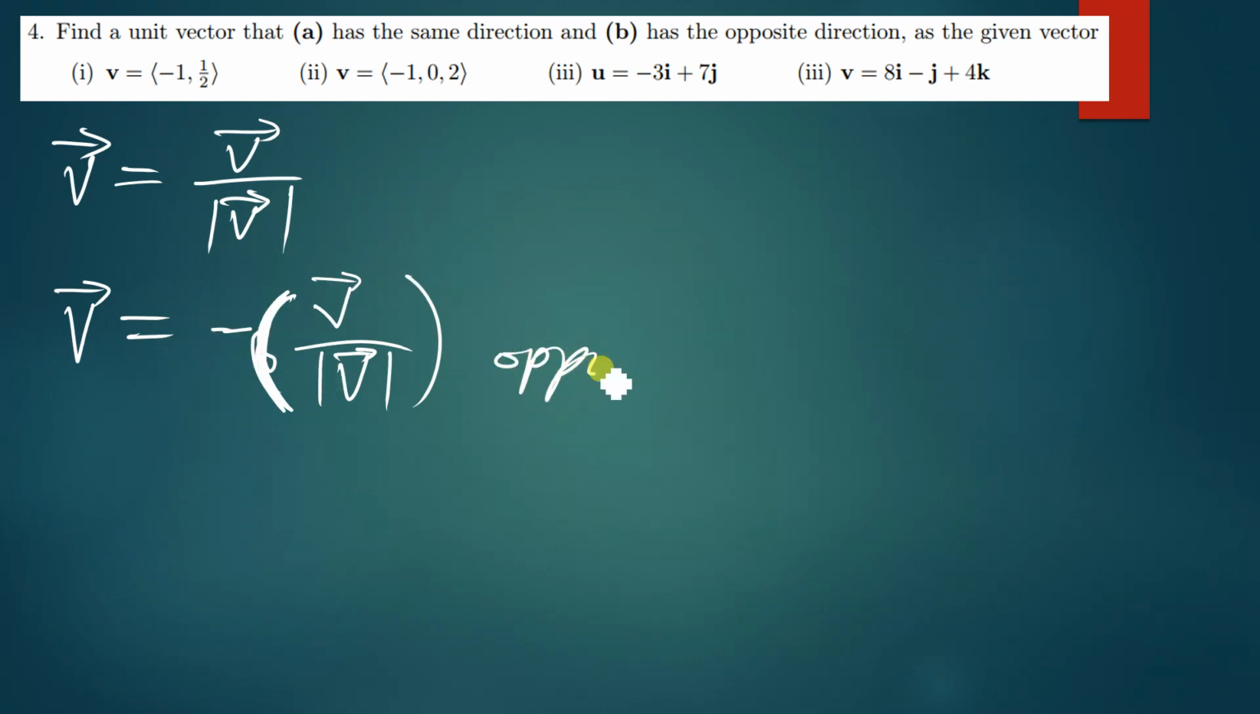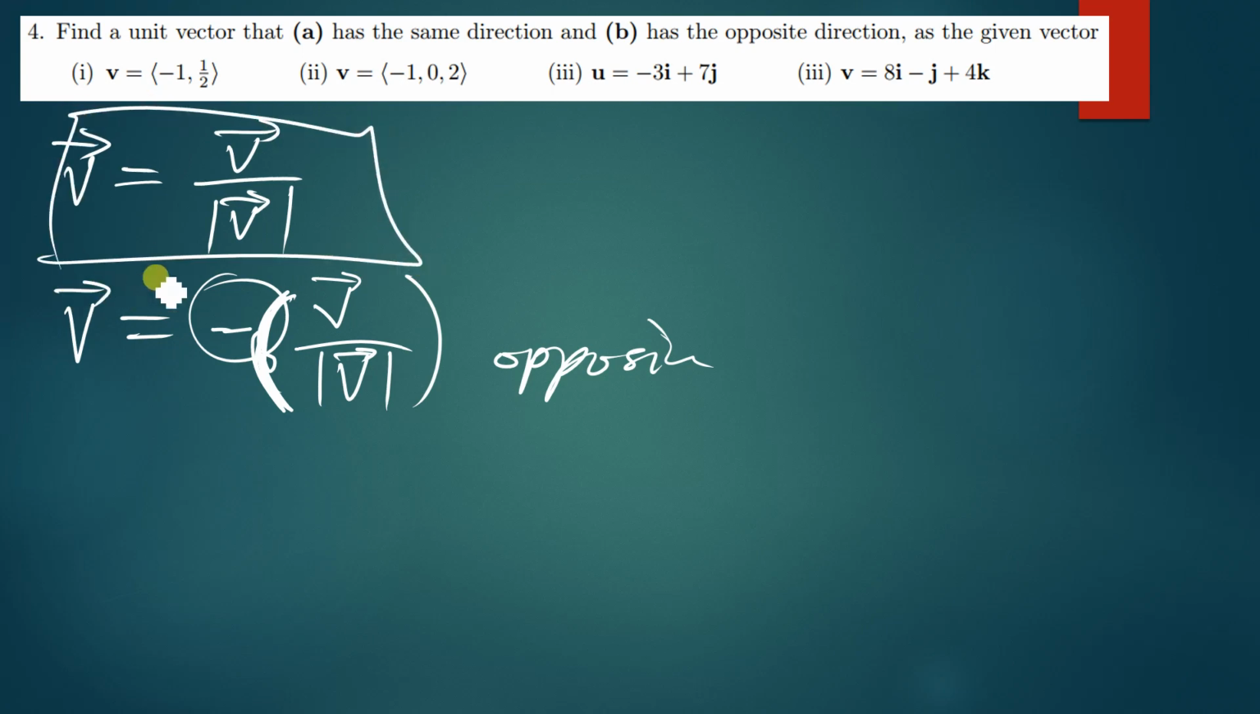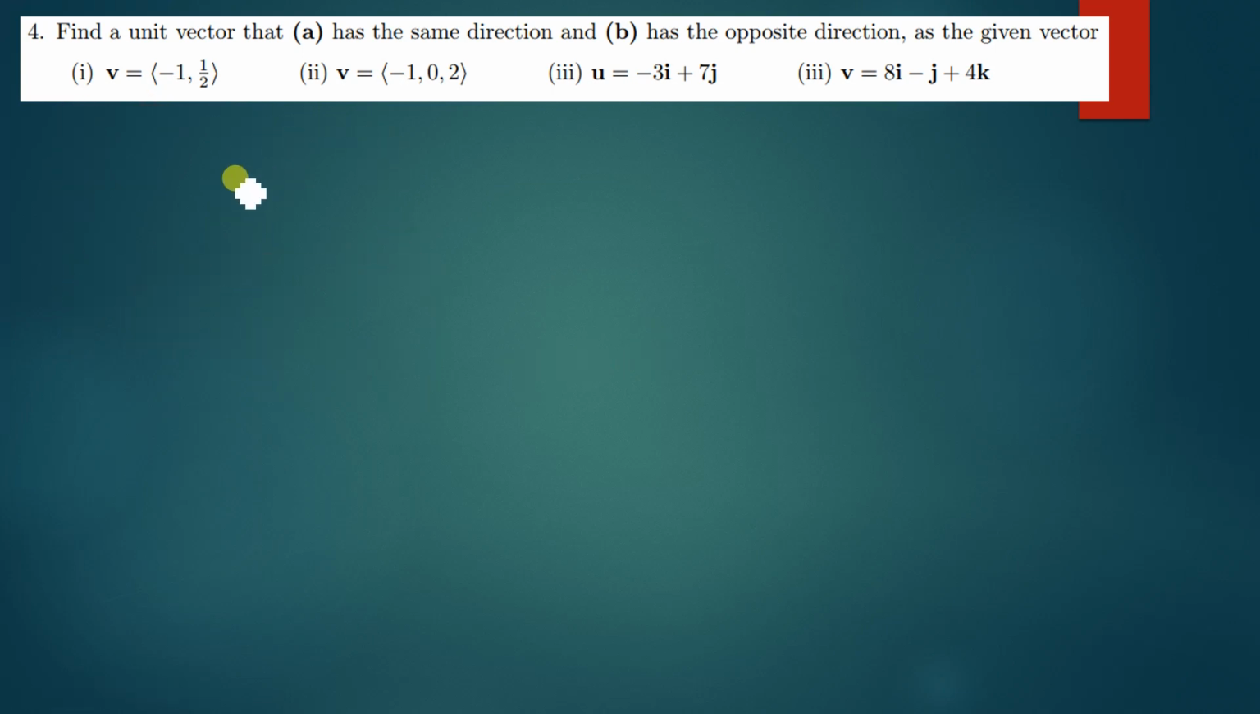This is how you find the unit vector in the opposite direction. If it's in the opposite direction, you put the negative sign in front, and if it's in the same direction, you just write it this way. Alright, so let's quickly move on to finding the solution.